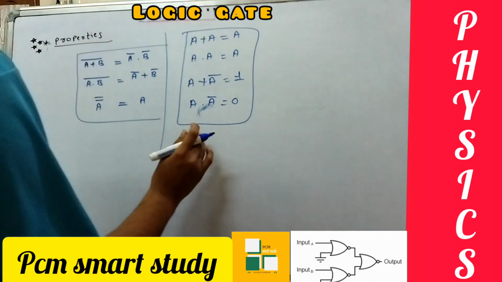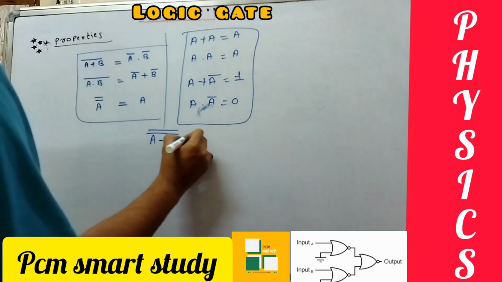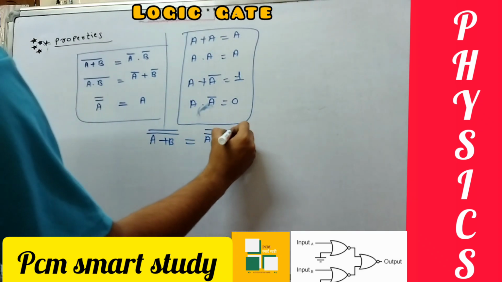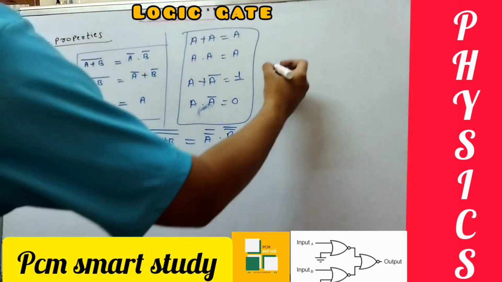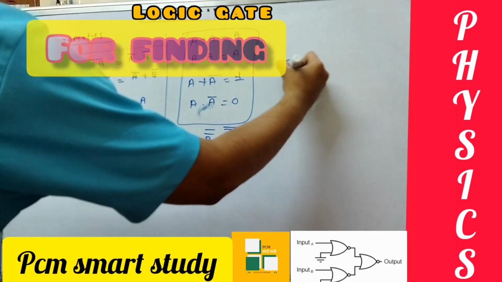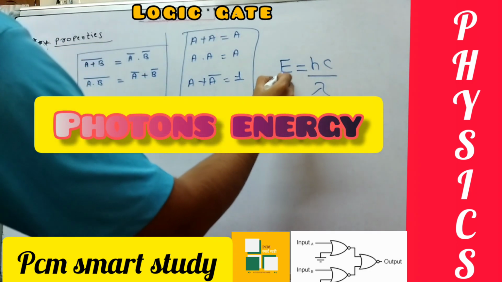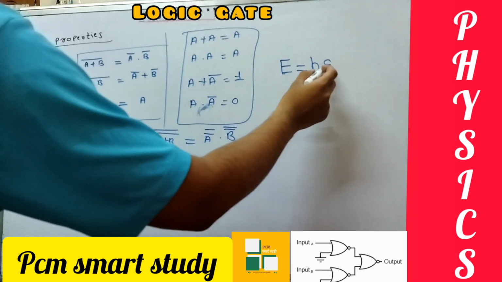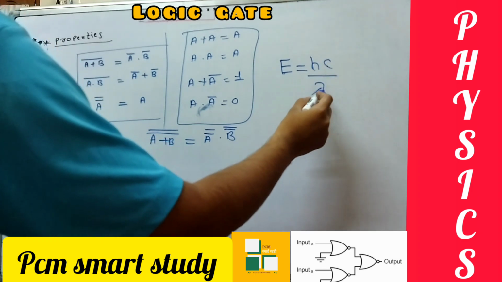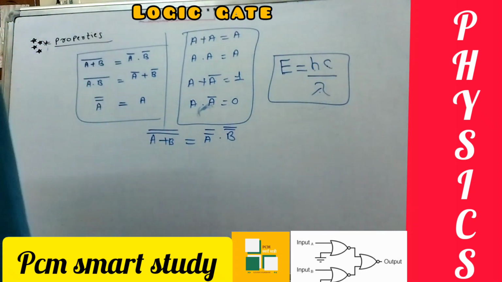Double negation of A plus B is double negation of A plus double negation of B. So we say A plus B double bar equals A double bar plus B double bar. And for finding the photon's energy we use E is equal to hc by lambda. E is the photon's energy, h is Planck's constant, c is the speed of light, and lambda is the wavelength. This is a very important formula. h is Planck's constant, a constant value 6.